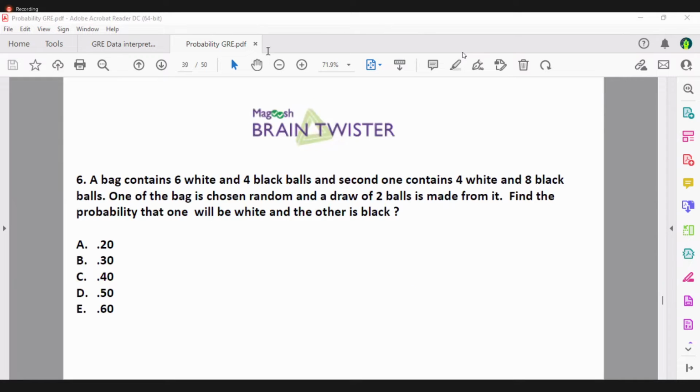Next question, a bag contains 6 white balls and 4 black balls, and a second one contains 4 white balls and 8 black balls. One of the bags is chosen at random. So bag A and bag B, right? Since there are 2 bags, there will be half probability of this and half probability of this. Now 2 balls are drawn. Find the probability that one of them will be white and the other is black.